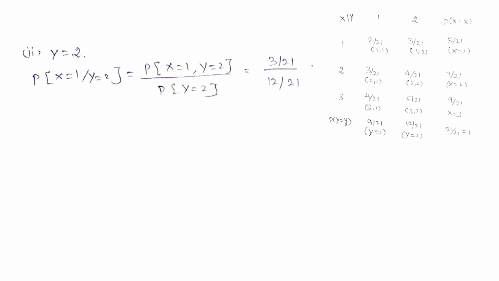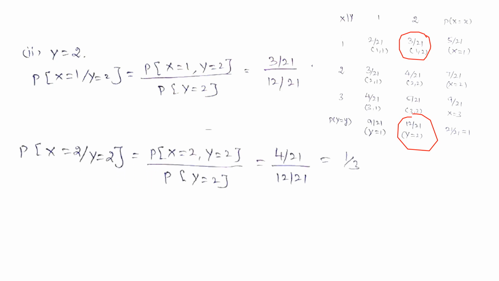Similarly we can find the values for the others also. Now take y equal to 2, that is P of X equal to 1 given Y equal to 2, which is P of X equal to 1, Y equal to 2, divided by P of Y equal to 2. Here P of X equal to 1, Y equal to 2 lies in the table's first row and second column, which is 3 by 21. P of Y equal to 2 is the marginal distribution, in the second column, last one, that is 12 by 21. Substituting these values in the above formula, we get 3 by 21 divided by 12 by 21.